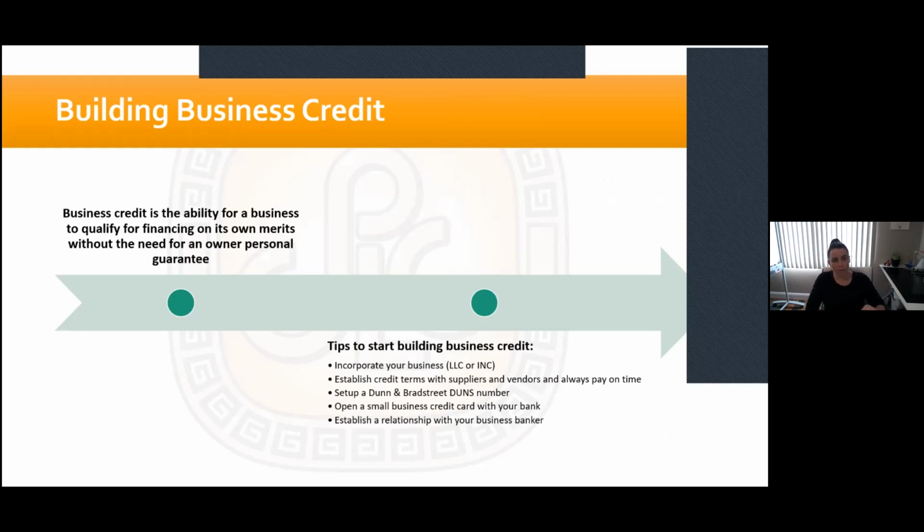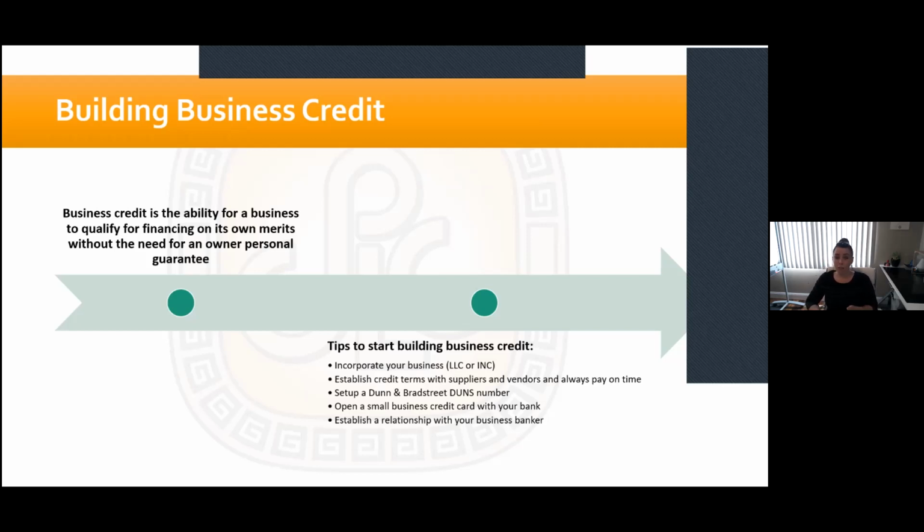Now, building business credit is a little bit difficult for most businesses unless you're a corporation, but it's the ability for your business to qualify for financing on its own merits without any need for an owner personal guarantee. Most businesses, unless you're a corporation, will probably always have to have a personal guarantee, and then even sometimes from a lending standpoint, you may also still have to personally guarantee a loan.